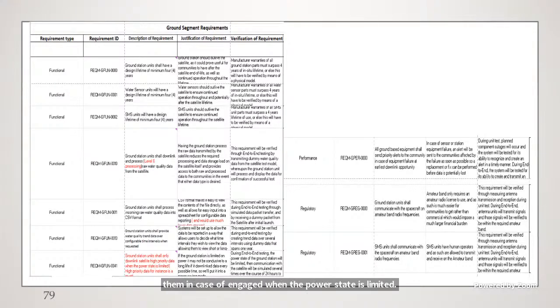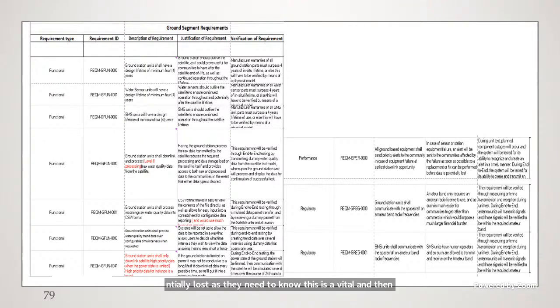All the ground-based equipment shall send priority alerts to the community in case of equipment failure at the earliest download link opportunity. In case of sensor or station equipment failure, an alert will be sent to the communities affected by the failure as soon as possible, so that a replacement or fix can be performed before the data is potentially lost, as they need to know this is vital and important.